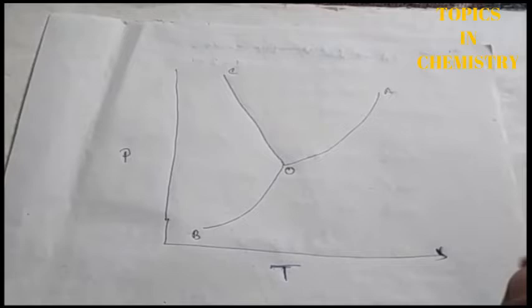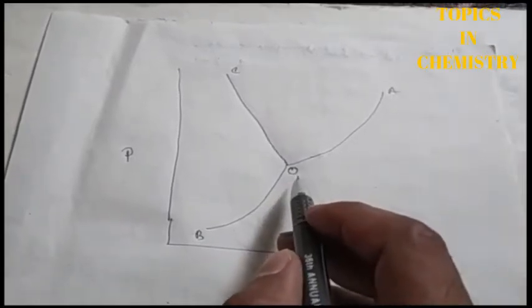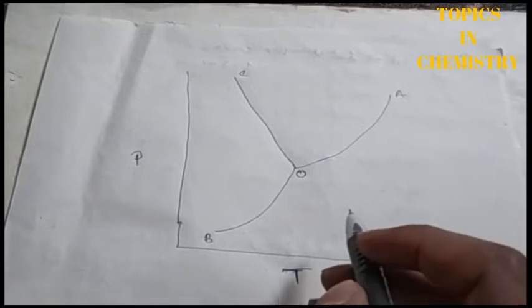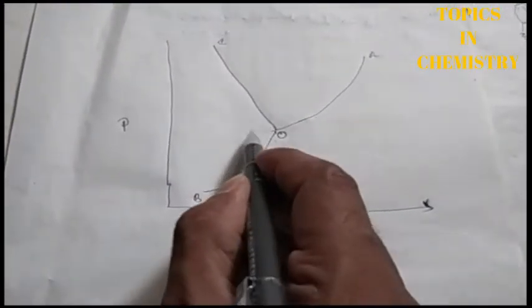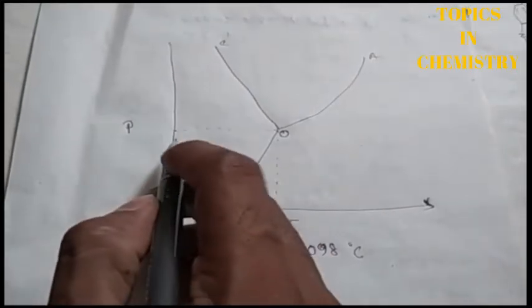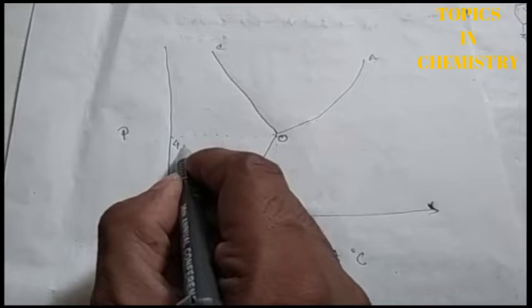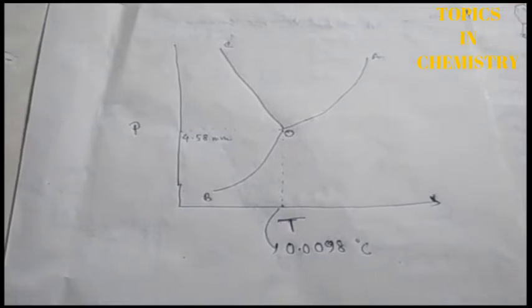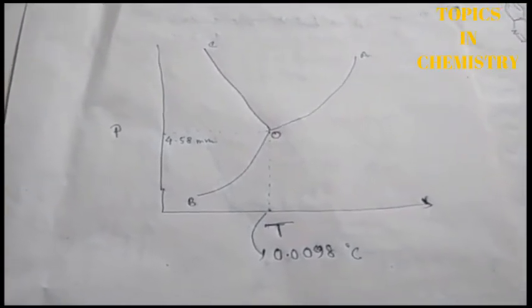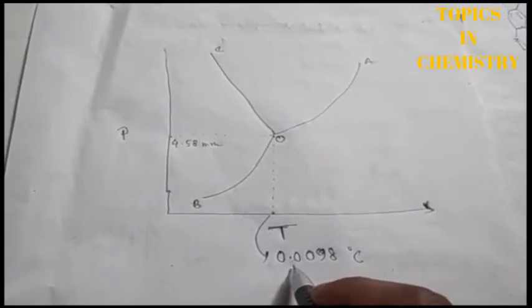Now in this line, the point is called O. This O is called the triple point, and the temperature of this O point is 0.0098 degrees Celsius, and at that point the pressure is almost 4.58 millimeter of Hg, almost 0.06 atmosphere pressure.